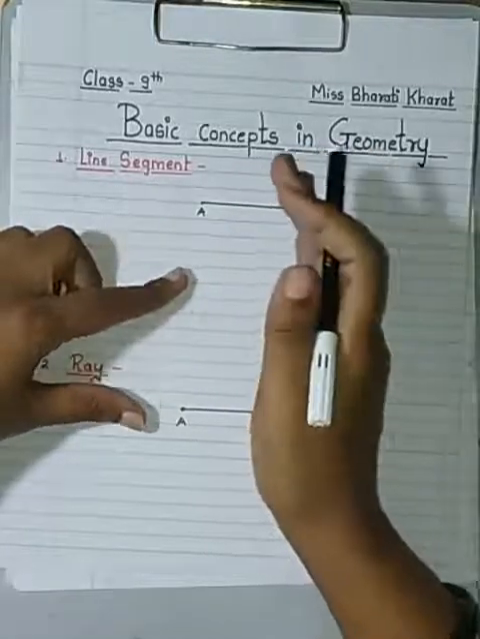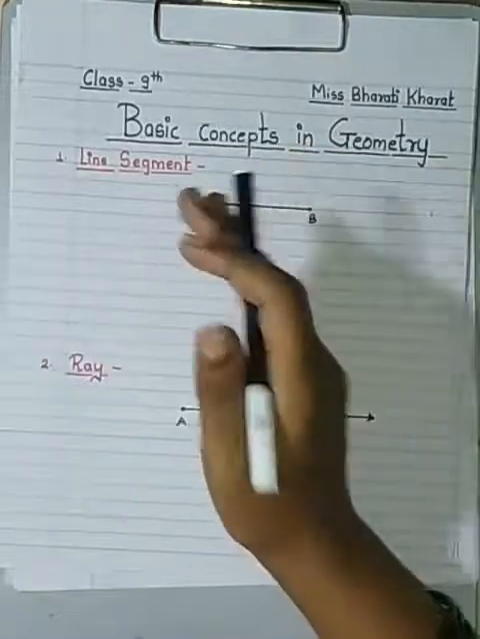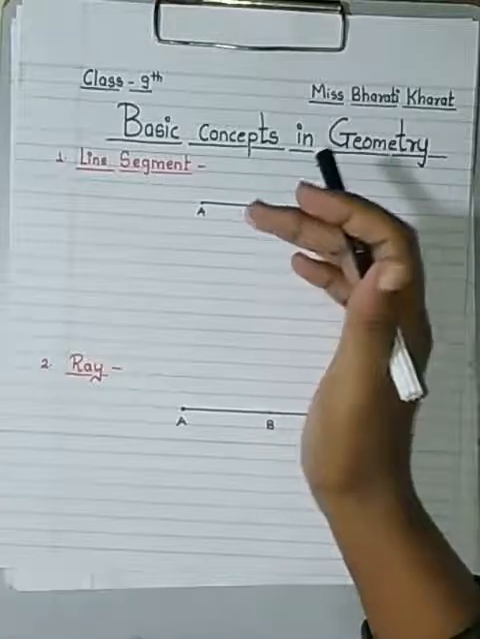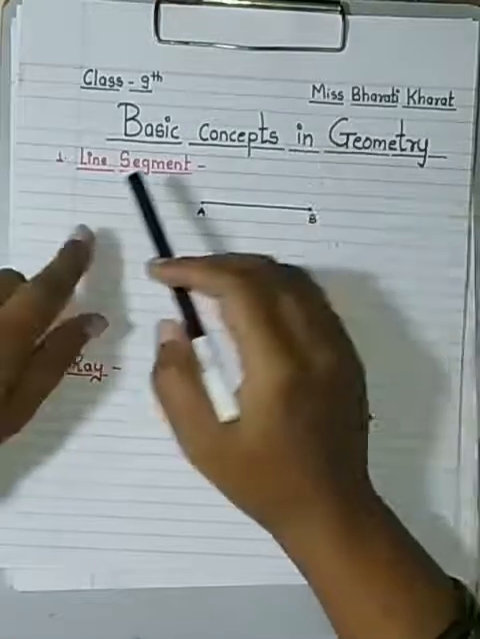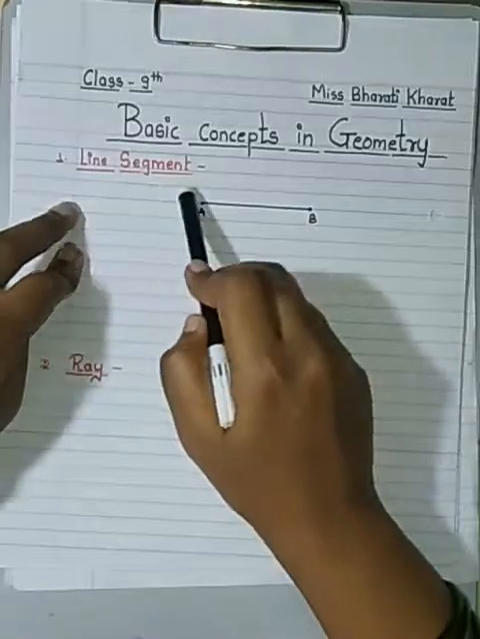Now let us describe a segment, a ray and a line as sets of points. Let us begin with point number 1, that is line segment.